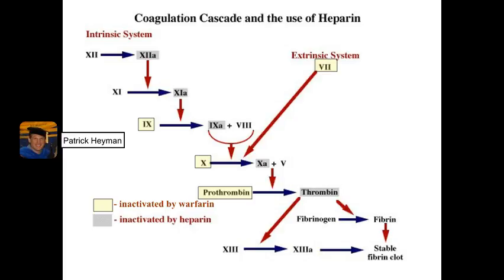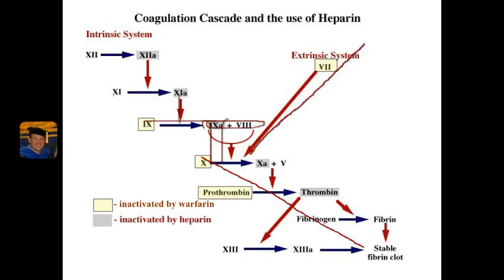In addition to the extrinsic system, there's also what's known as the intrinsic system. The intrinsic system is going to start with factor 12. Factor 12 has to be exposed to a negatively charged substance, such as glass, which is how we test for it. That in turn is going to cause factor 11, and that's going to cut the next factor, and then that factor is going to cut the next one. You'll notice that it ends the exact same way that the extrinsic system worked. The intrinsic system takes a little bit longer to get going and to function than the extrinsic system does.